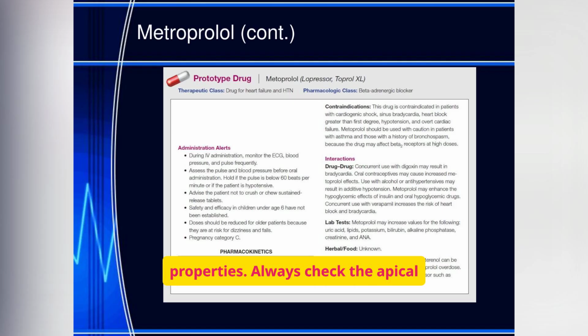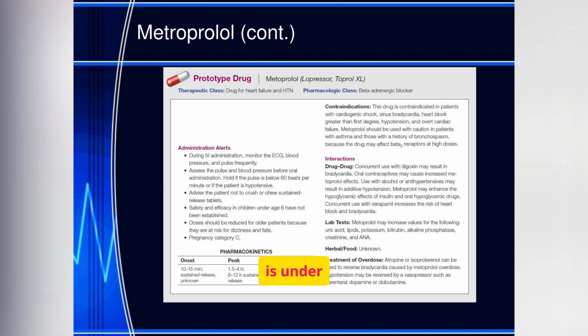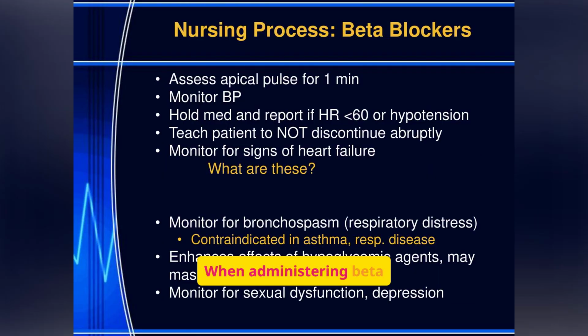Always check the apical pulse for 1 full minute. If it's less than 60 bpm or BP is under 90/60, hold the dose and notify the provider. Be careful in patients with asthma, COPD, or diabetes. It may mask hypoglycemia. When administering beta blockers, there are several important nursing considerations.